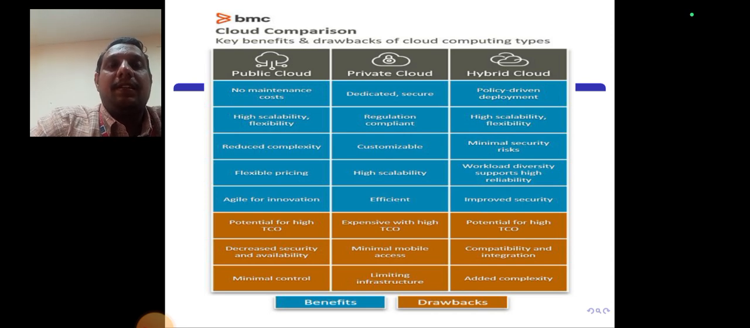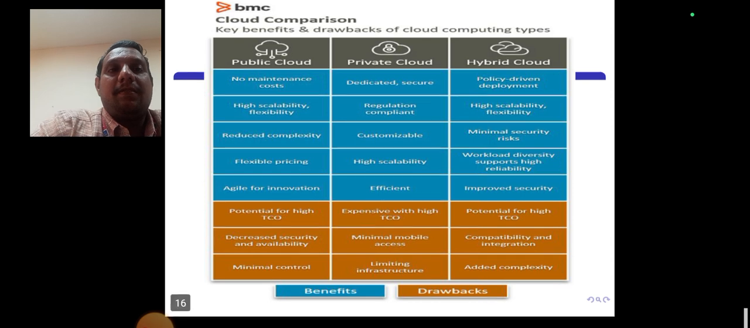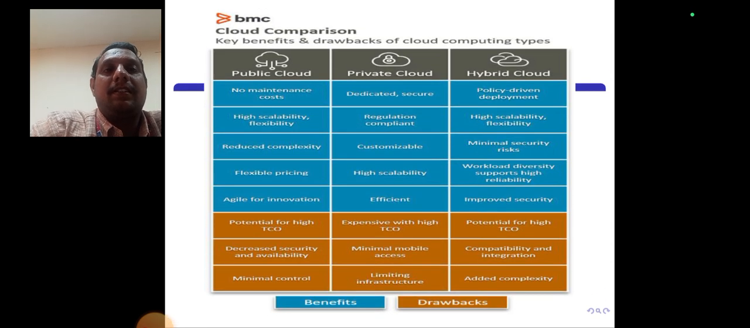These are the benefits. In private cloud: dedicated, secure, regulation compliant, customizable, high scalability, efficient. For hybrid cloud: policy-driven deployment, high scalability, flexibility, minimal security risk, workload diversity support, high reliability, and improved security. These are the advantages provided by BMC, and now we are going to see the disadvantages, that is drawbacks.